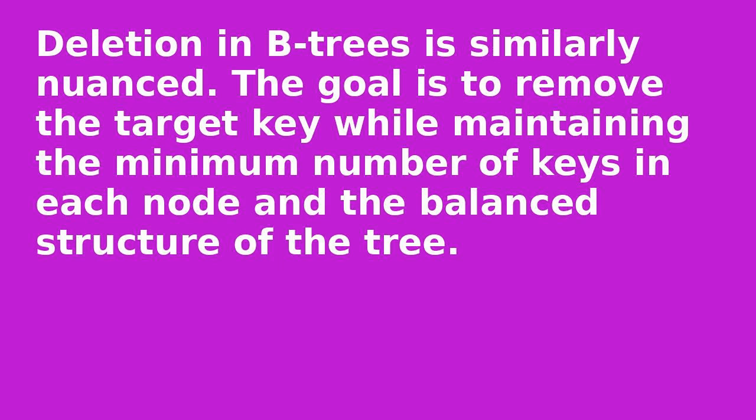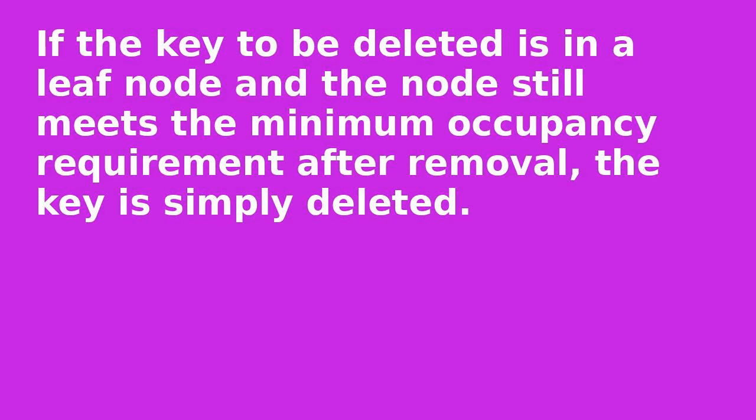The goal is to remove the target key while maintaining the minimum number of keys in each node and the balanced structure of the tree. If the key to be deleted is in a leaf node and the node still meets the minimum occupancy requirement after removal, the key is simply deleted.